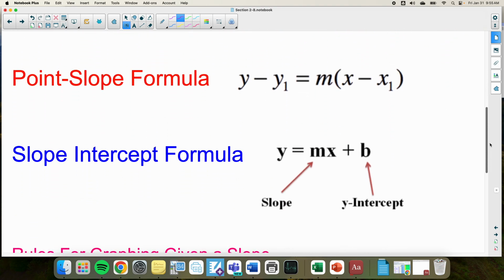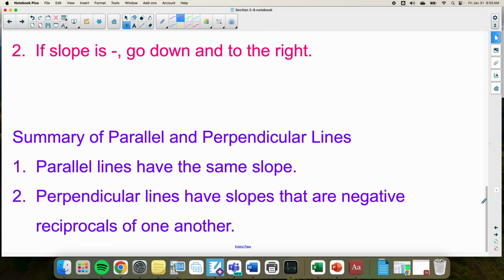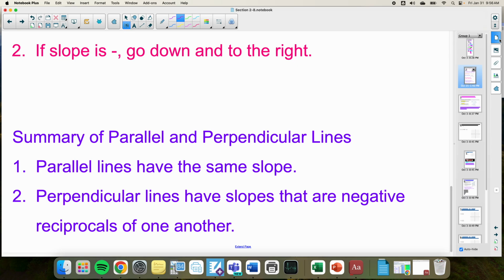Then another thing that we're gonna do today is put stuff in point slope form. Do you guys remember that form from algebra? Okay, so that's one form you can put a formula in. We're gonna do that today. And then on Monday, we're gonna put things in slope-intercept form and graph. And then we're also gonna talk about parallel and perpendicular lines on Monday.